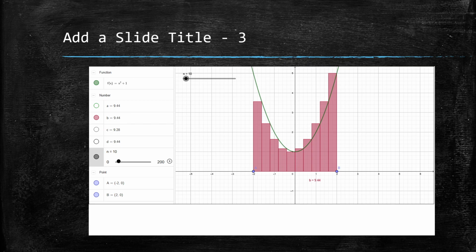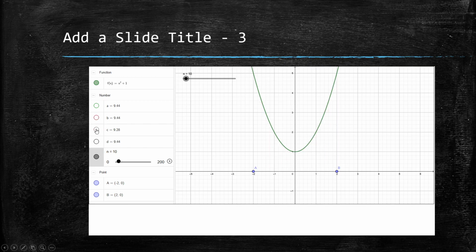Now, another way we can generate rectangles is using the midpoint of the subintervals. The gray rectangles are generated using the midpoints of each subinterval. As you've seen before, the larger the number of subintervals, the closer the approximation is to the actual area under the curve between the two values.